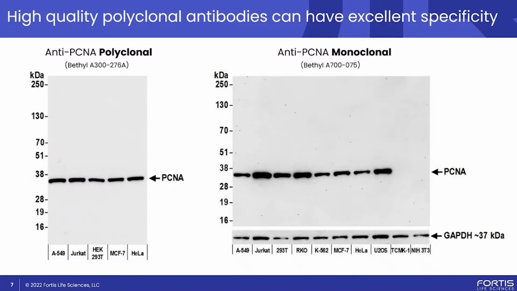Some things I do want to point out are that high-quality polyclonal antibodies can have excellent specificity. So in some circles, polyclonal antibodies are a bit maligned. But as you can see here, we have an example of a polyclonal and a monoclonal against the same target where you really can't tell the difference in the Western blot application. The polyclonal has excellent specificity. It's also true that a poorly selected monoclonal can behave worse than a very good polyclonal.